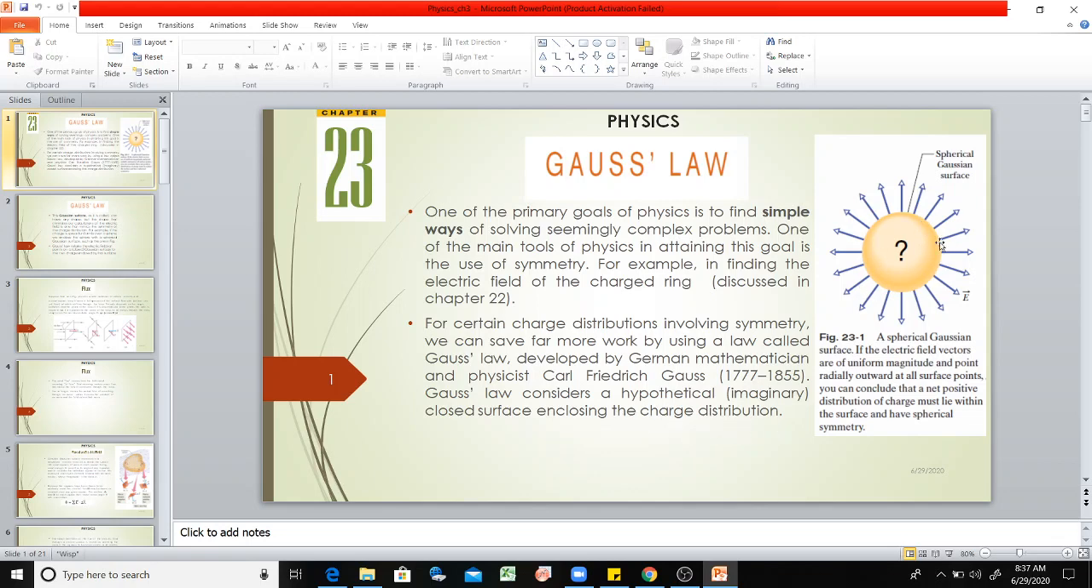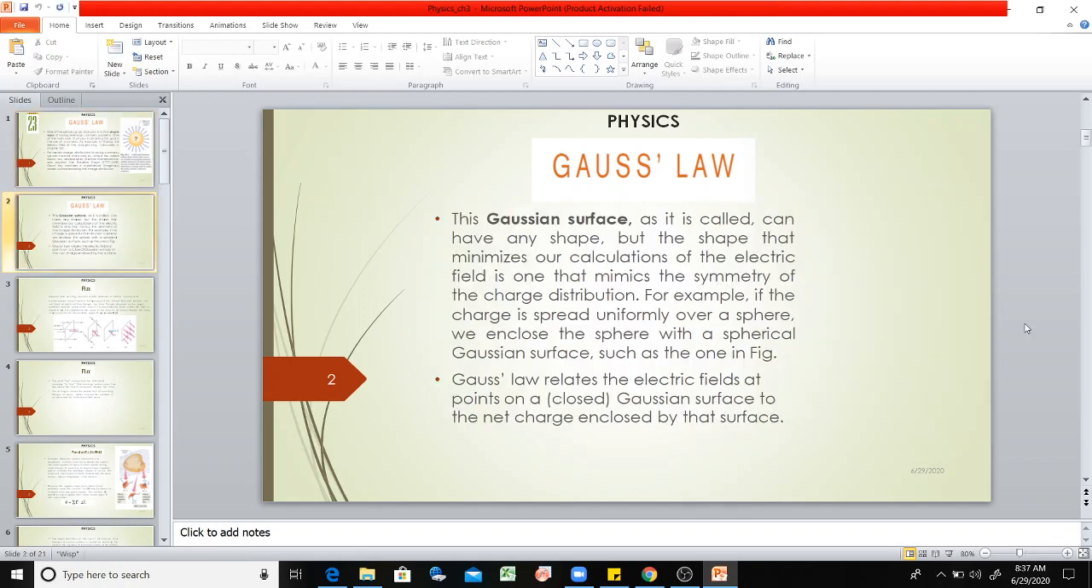For example, here in this geometry, the Gaussian surface is a spherical surface, and you can see a spherical Gaussian surface is supposed, and the charge resides inside that closed surface. So first of all, we have to define the Gaussian surface.